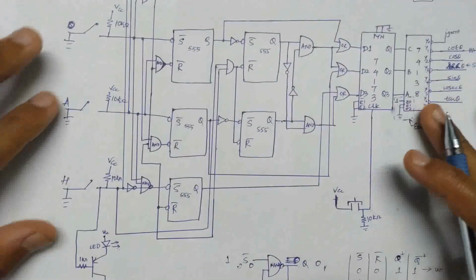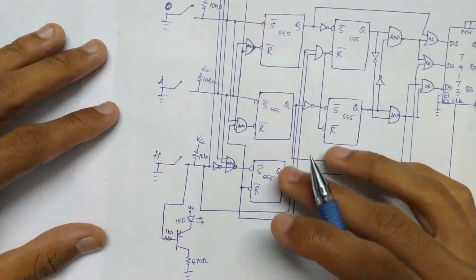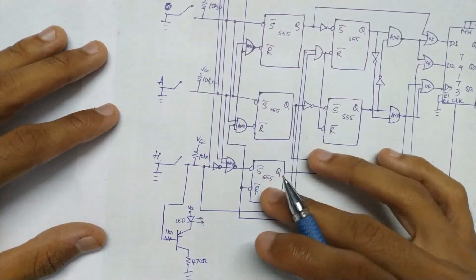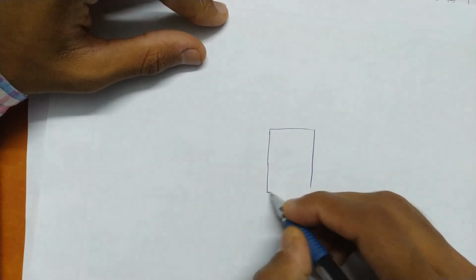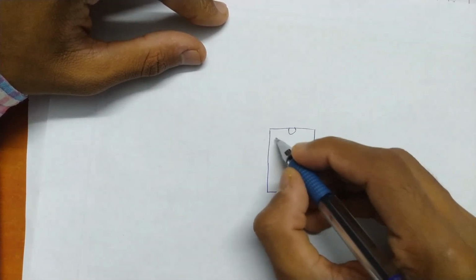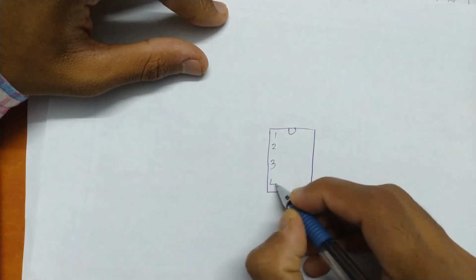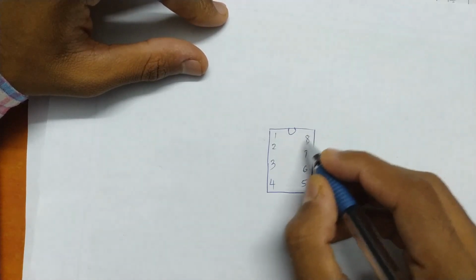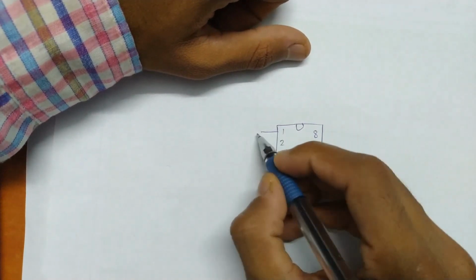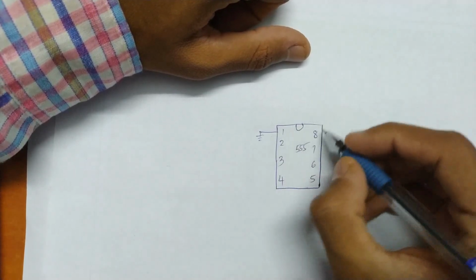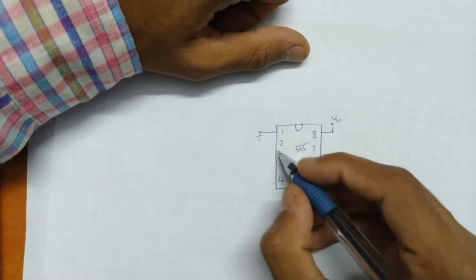So yeah, now the first challenge is how to convert or how to use the S bar R bar latch present inside a 555 timer. For that, I'd like to draw the circuit diagram of how to use the S bar R bar latch in a 555 timer. So this is a 555 timer circuit, the block diagram of the 555 timer. This is GND, and this pin is VCC, pin 8.